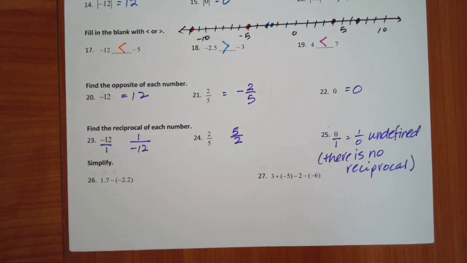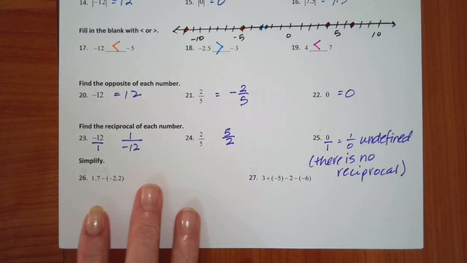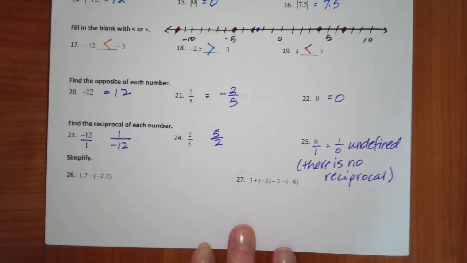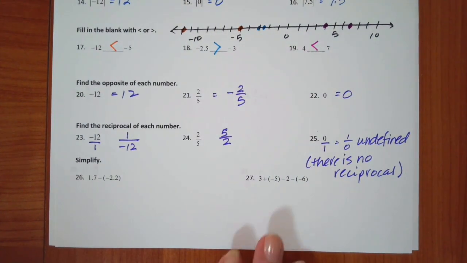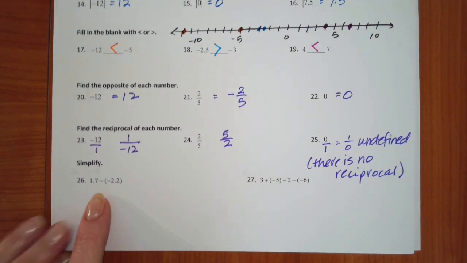Okay, let's continue on with the Unit 1 review. When it says simplify and it's all just numbers, this is where we follow order of operations. So if I'm looking at this, I just have to perform the operations in order. Remember, you do the grouping symbols first, you do the exponents, then you do multiplication and division from left to right, and then you do addition and subtraction from left to right. Okay, so here the only thing I have to do is subtract.